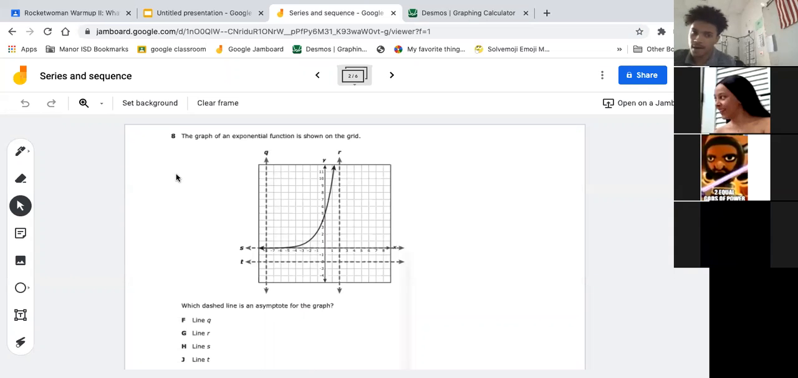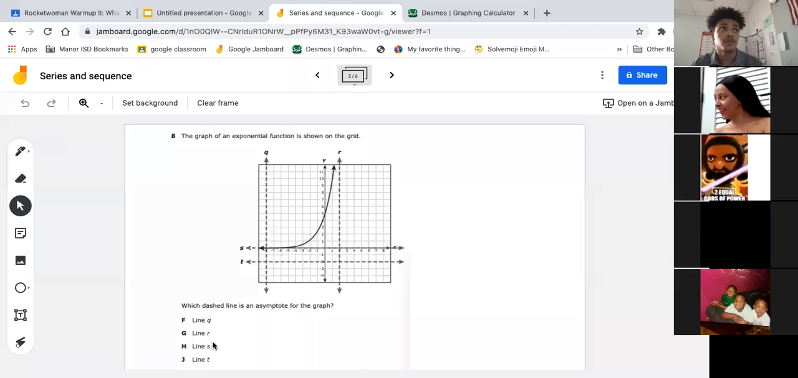So we are looking at a horizontal line, so it can either be S or T. And which line does it appear to approach but not touch? That's going to be right here. It's approaching this, whatever this value is, but it's not going to actually touch it, because there's an asymptote there, wherever this S is. So the answer is line S on this one.